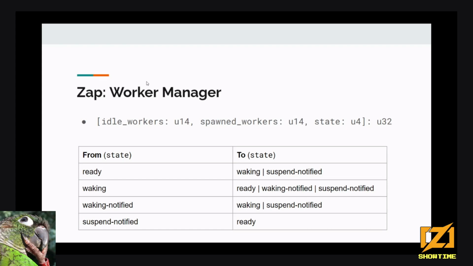So there's also the state at the end. The state is basically a way to throttle the amount of workers that are starting and stopping. It acts as a way to decrease synchronization. And how it does that is it uses basically the concept of a waking worker.